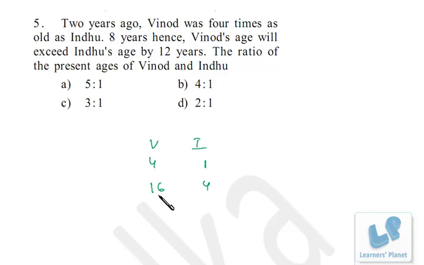So the present ages will be, I'll add 2, 18 and 6. So what is the ratio? 3:1, as simple as that. Getting my point? The absolute difference between the ages has nothing to do with the number of years, right? It will be the same once for all. Okay? I hope you are getting my point.